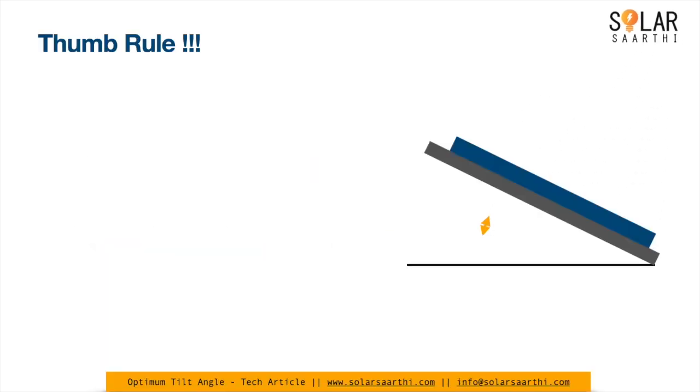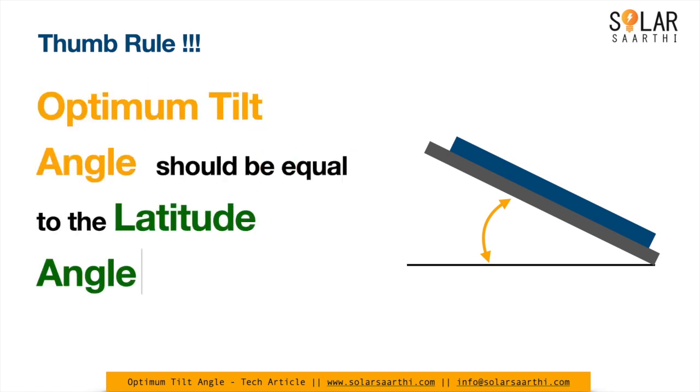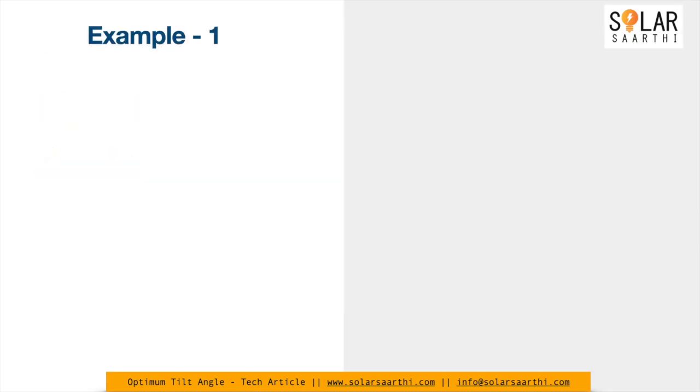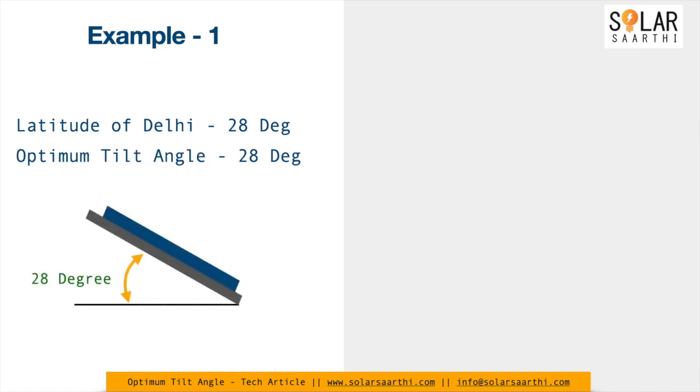The thumb rule says that the optimum tilt angle should be equal to the latitude angle of the location where the project is proposed. For example, if we are proposing a solar PV rooftop project in Delhi, the latitude of Delhi is around 28 degrees. So as per the thumb rule, the optimum tilt angle of my solar PV modules proposed at Delhi should be nearby equal to 28 degrees. Something like this, what is shown in the figure.